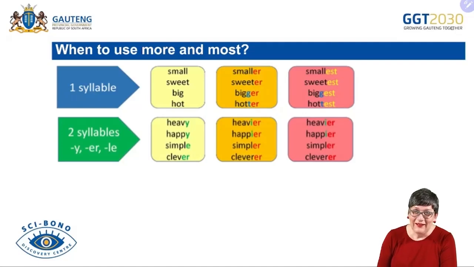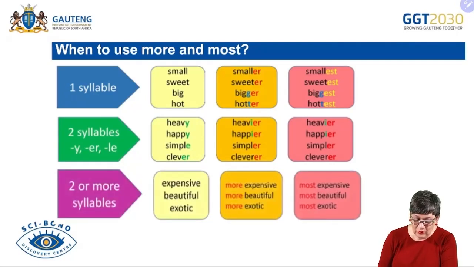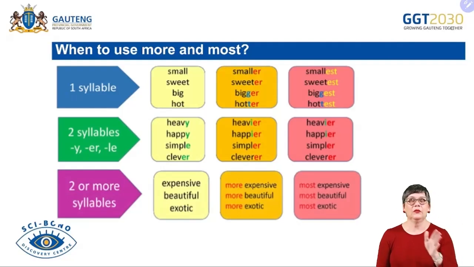Right. Now, obviously, ladies and gents, you have to be careful for spelling here. Now, let's quickly look at two or more syllables. So if you have words like expensive and beautiful, can you hear all those syllables? Beautiful. Obviously, we have to use more and most, and this is where we use them. So we're going to use more beautiful, and in the superlative degree, we're going to use most beautiful. Obviously, when you say it for yourself, you'll hear when it doesn't sound right. Well, these are just some rules that you have to remember.